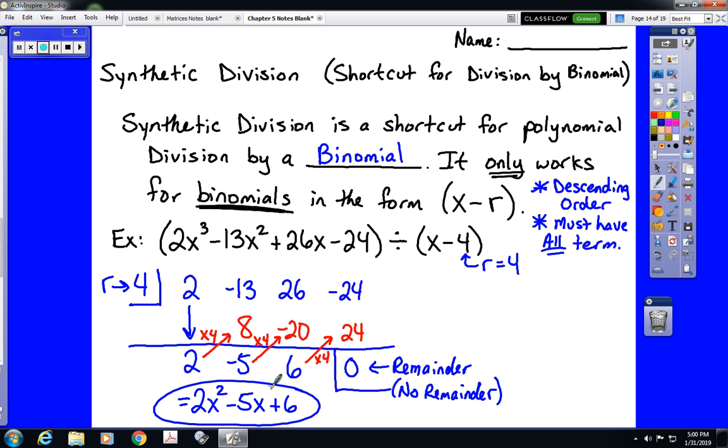Now if there were a remainder, we would add that to the end exactly like we did for long division. So if there were a remainder, we would write plus 0 over x minus 4. But there is no remainder, so we will cross that bridge when we get to it.